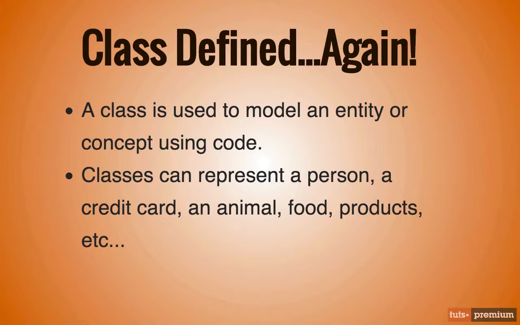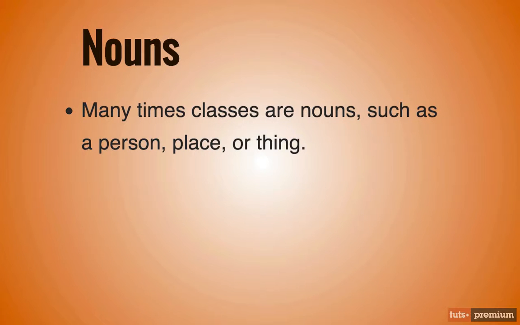A class is used to model some type of entity or concept using code. A class can represent a person, a credit card, an animal, food, products, or any number of other objects. So that list of things that I just gave you should give you a clue of what to look for when creating classes. You'll notice that they are all nouns. Many times a class will be a person, place, or thing, and I think by looking for nouns that this is one of the easiest ways to help with identifying classes when building a new application.